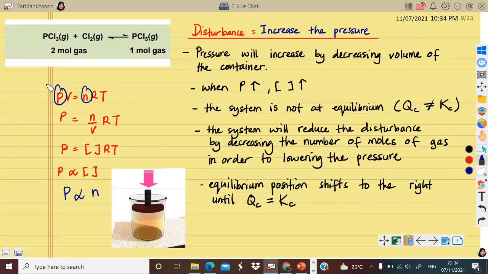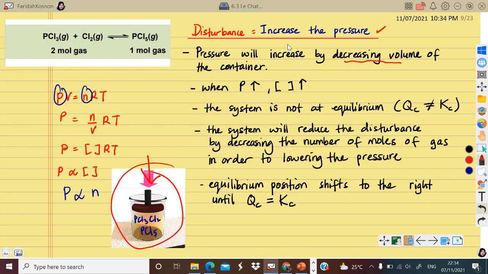Alright, so katakanlah saya ada sistem ini, so sistem ini sudah dalam equilibrium. So dalam sistem ni ada apa? Ada PCl3, ada chlorine, ada PCl5. So semua ada lah. And forward and reverse reaction masih lagi berlaku at the same rate. Okay, jadi sekarang saya ganggu sistem ini dengan increasing the pressure. So macam mana saya nak increase pressure of the system? Saya kena tolak piston ni ke bawah. So bila saya tolak piston ni ke bawah, maksudnya pressure will increase by decreasing volume of the container.